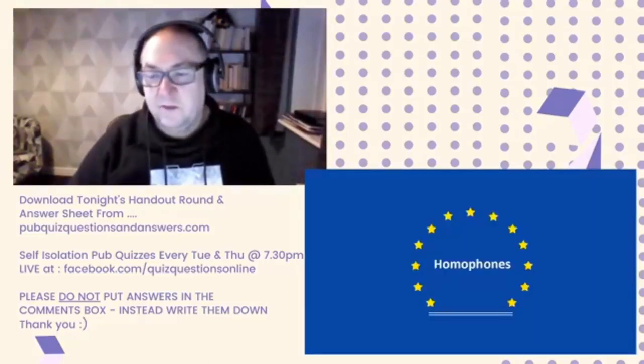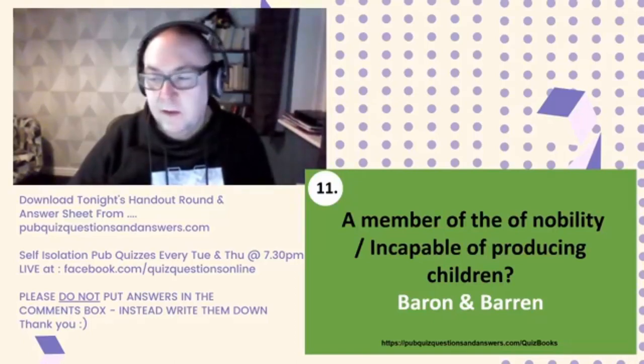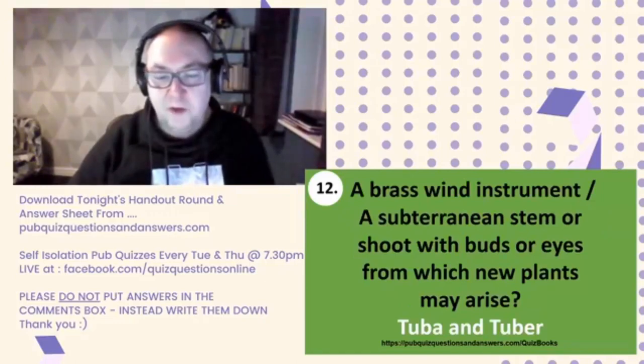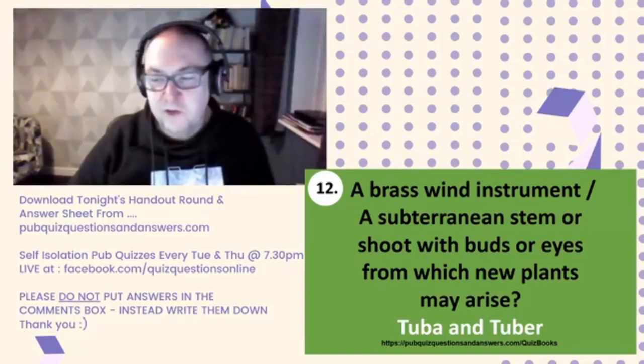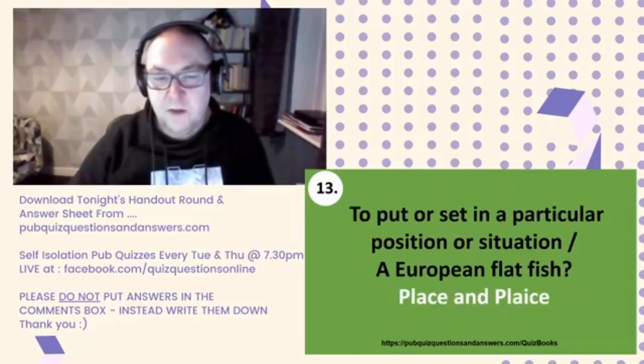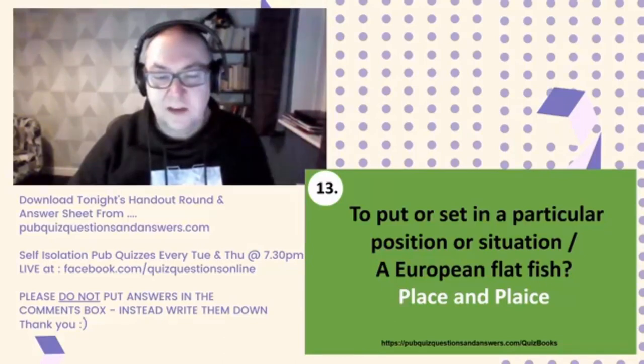Then we've got the homonyms. Number 11: both the words were barren, but the spellings were B-A-R-R-O-N and B-A-R-R-E-N. Number 12, tuba and tuber, T-U-B-A and T-U-B-E-R. It's still just 1 point for each of these. 13 is place and place, P-L-A-C-E and P-L-A-I-C-E.